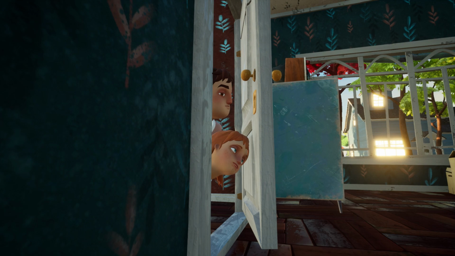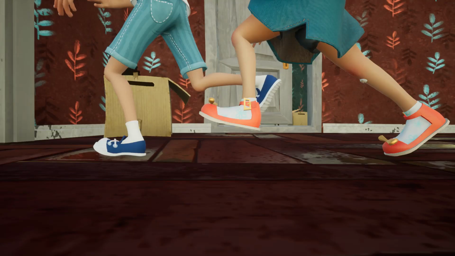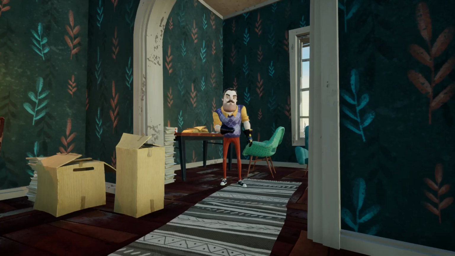So his kids start peeking into the door, and of course Ted notices them. Blah blah blah.